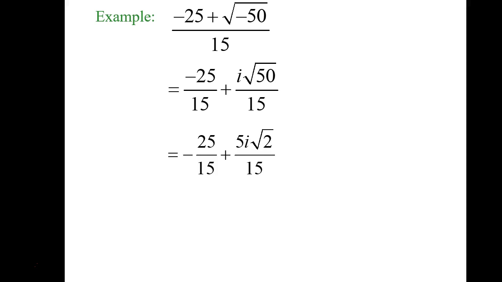Now reduce each fraction. Each fraction can get divided by 5. So the 25 and the 15 can reduce, the 5 and the 15 can reduce. And that leaves me with negative 5 over 3 plus 1/3 i times the square root of 2.